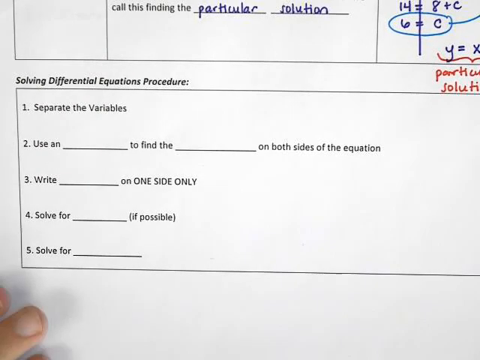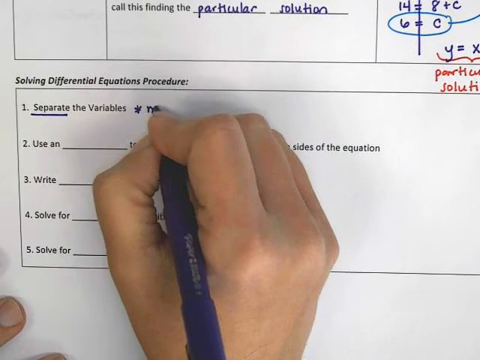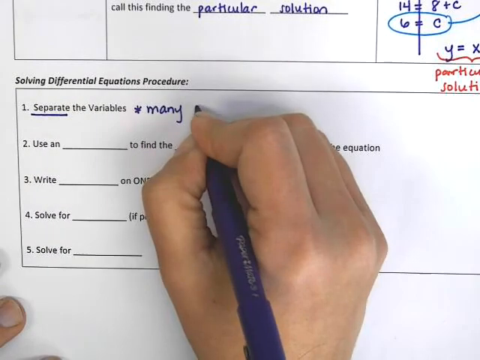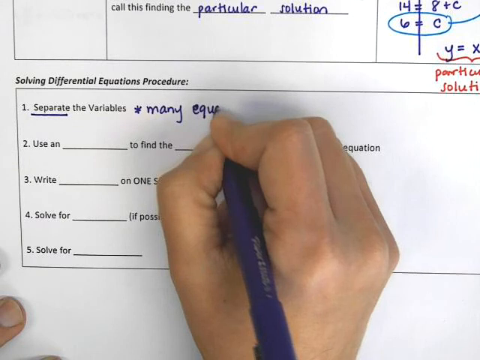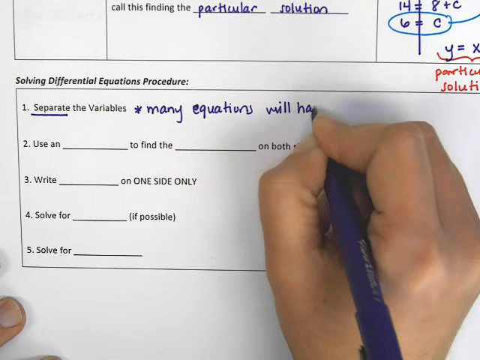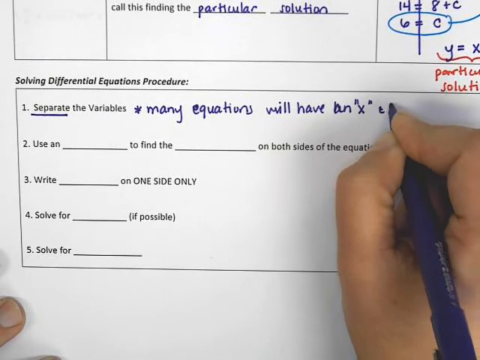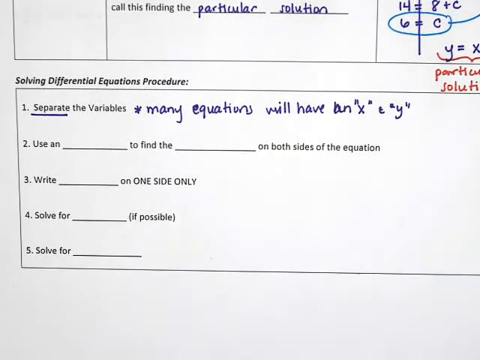So the first step is always going to be to separate the variables. A lot of the problems that we are going to do are going to have an x and a y in the problem. Many of the equations will have an x and a y in the equation. When you see that the derivative is defined in terms of x and y, we're going to need to separate all the y's to the left side of the equal sign and all the x's to the right side before we can solve the problem.